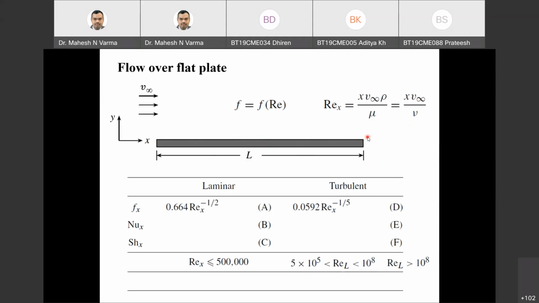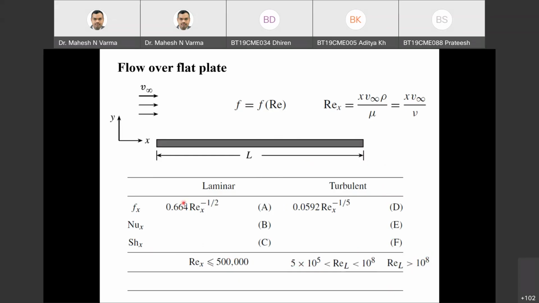But if the maximum value of Reynolds number is greater than 10 raised to 8, you can neglect this effect of laminar and transient Reynolds number. So you can consider the whole as turbulent. So that is how the observation is there.